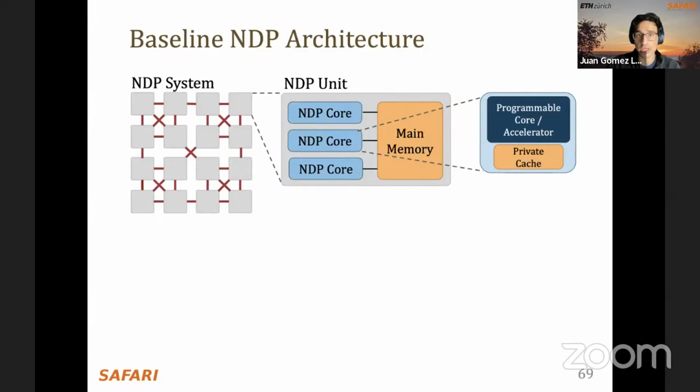We assume in this Synchron paper, as you may remember, a baseline NDP architecture that is composed of NDP units, and each of the NDP units has multiple NDP cores. Observe that this is pretty similar to previous architecture proposals like Tesseract, or even the UPMEM architecture itself is kind of similar to this one.